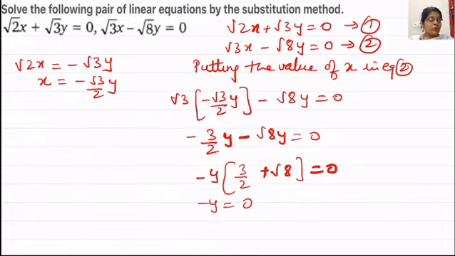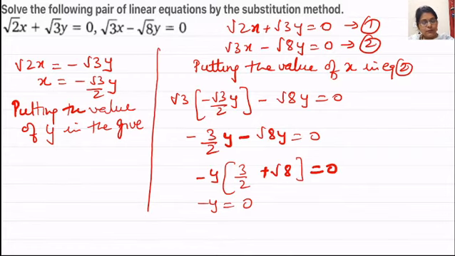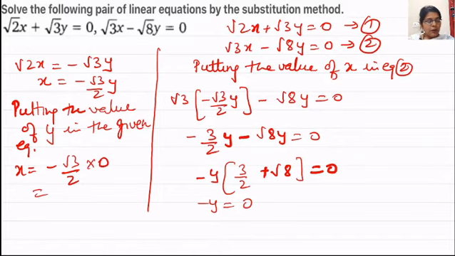This minus y equal to 0, what we will do, we will just simply put the value of y in the given equation. So what will it become? x is equal to minus root 3 upon 2 into 0. So what do we get? Anything into 0 is 0. So we have got the value of x is equal to 0 and value of y is equal to 0.